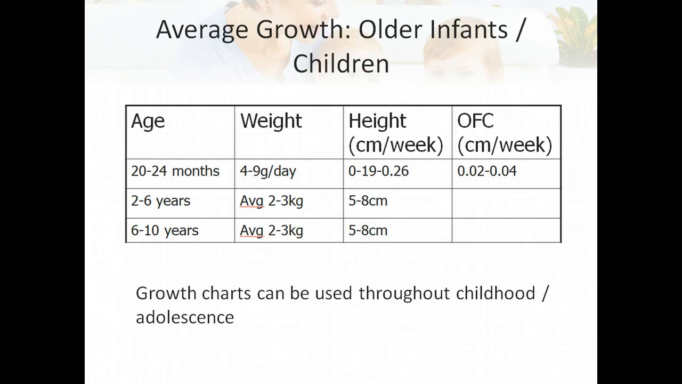And then we move into the older infancy, toddler, preschool age. So here are some average growth patterns for older infants and children. Again, this starts at about that 20 months age, so a year and a half or so, how much you could expect that they would be gaining in terms of weight and height and head circumference. And then there are guidelines here up to 10 years.